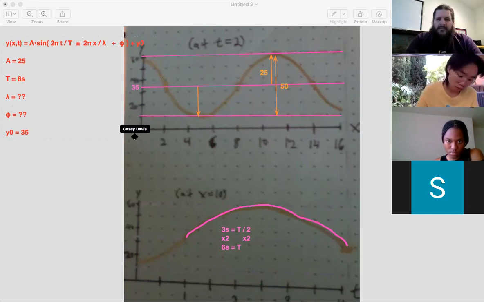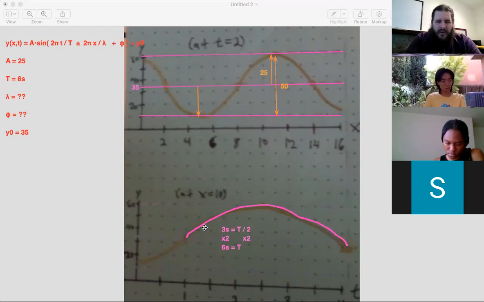I have a question. Mhm. I don't really understand how you found it, the part you highlighted in pink and then what you did afterwards.